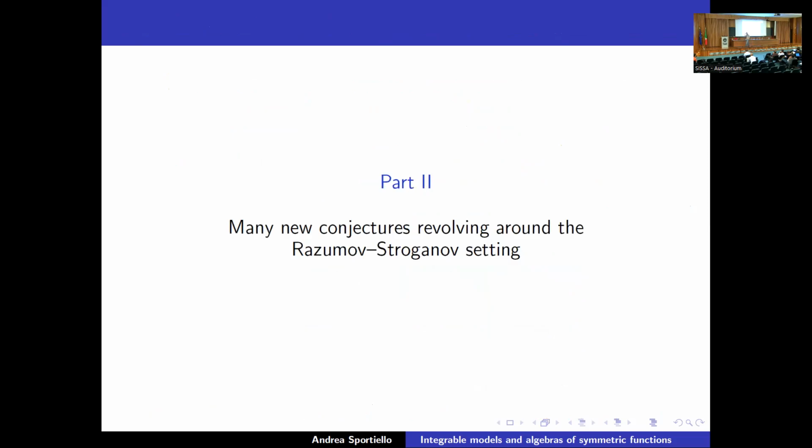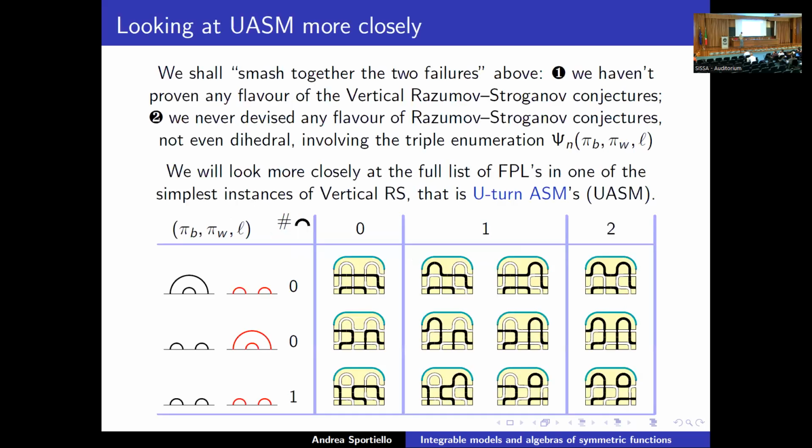This dates back to 2010, 11, 12, if you want. We have been thinking about that for a long time. Sometimes we come back to the theme. And then some time ago, we looked at that in a different way, which is a bit crazy. As I write there, we are smashing together the two failures that I mentioned. We don't have a vertical Razumov-Stroganov proof. We don't even have a conjecture for the black plus white.